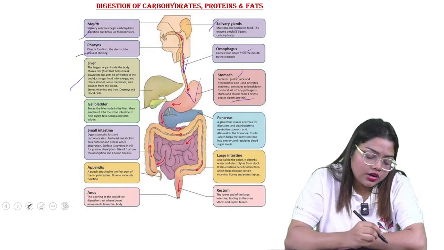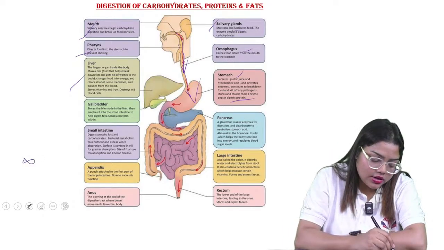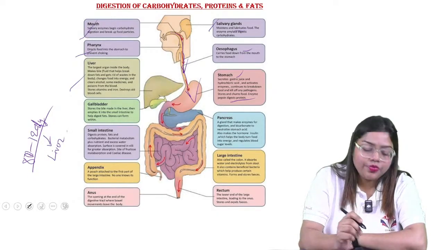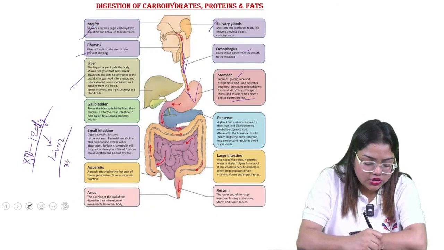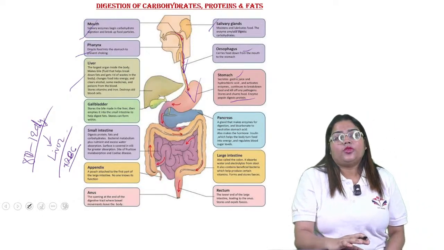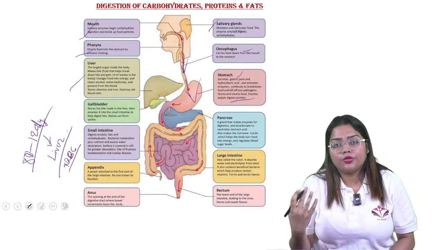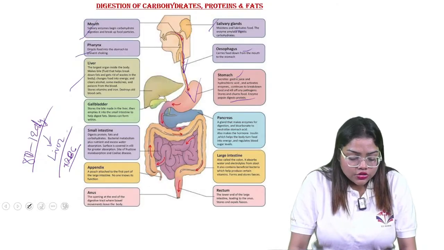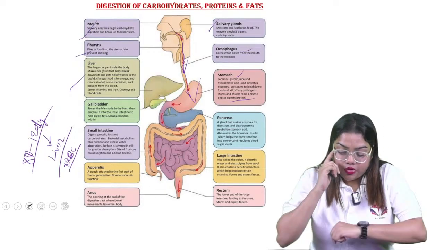The normal lifespan of a blood cell is 80 to 120 days. After 120 days, it will go to the liver, and the liver will destroy the red blood cell, and from the red blood cell it will produce bilirubin.